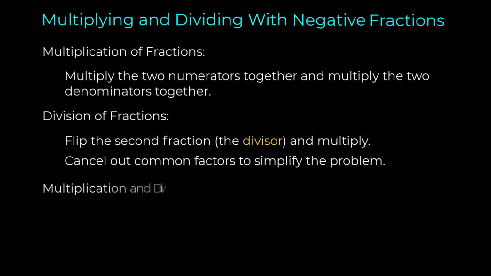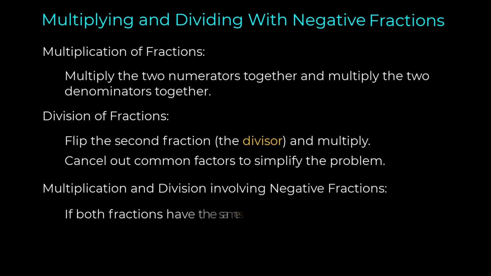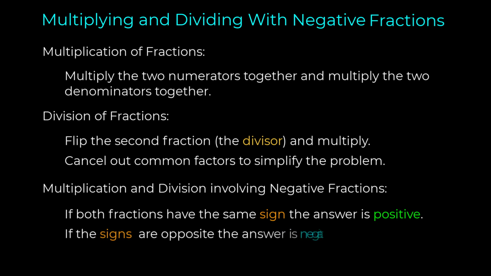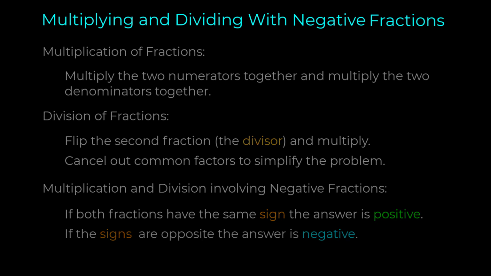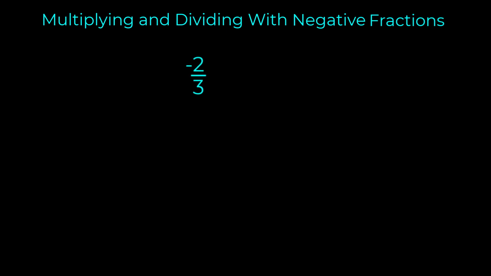The rule for multiplication and division of negative fractions is that if both fractions have the same sign, the answer is positive. If the signs are opposite, the answer is negative. Let's do a multiplication problem. What is negative 2/3 times 1/4?